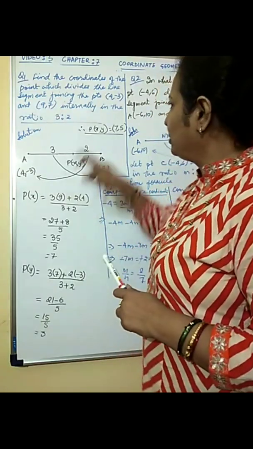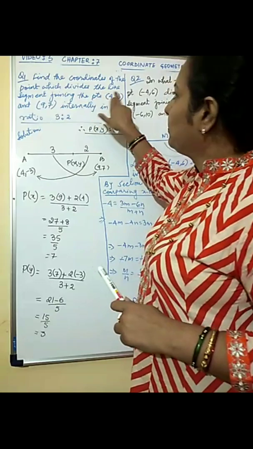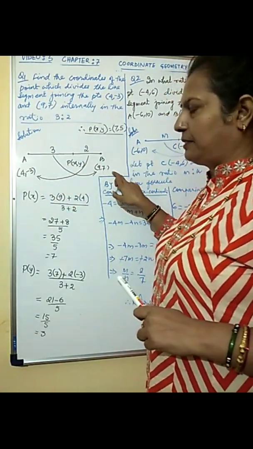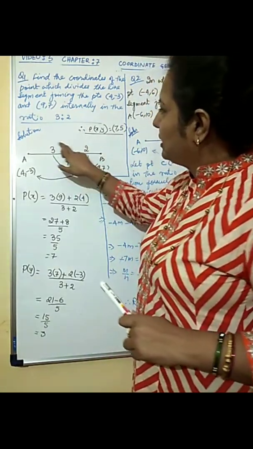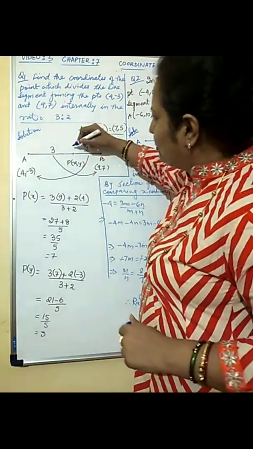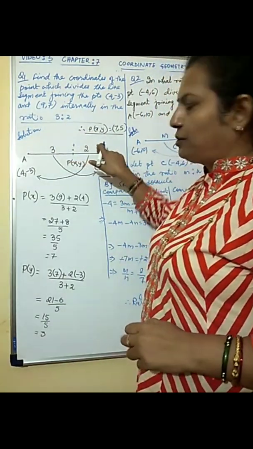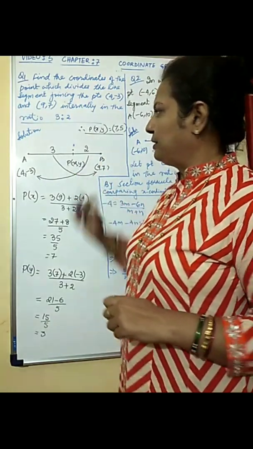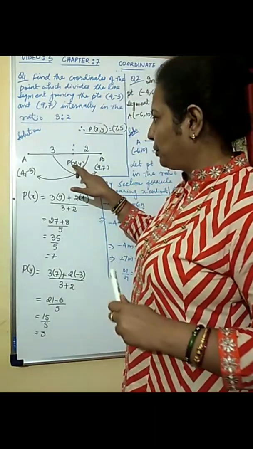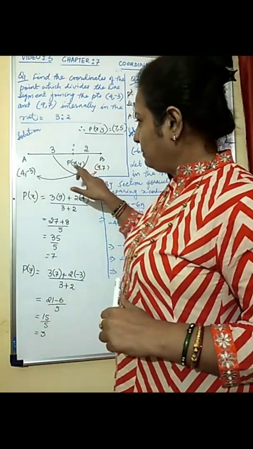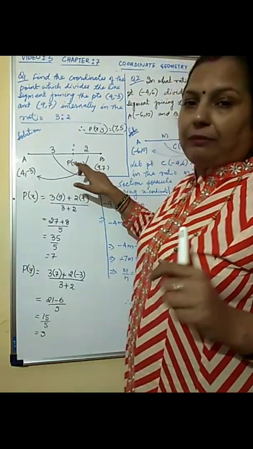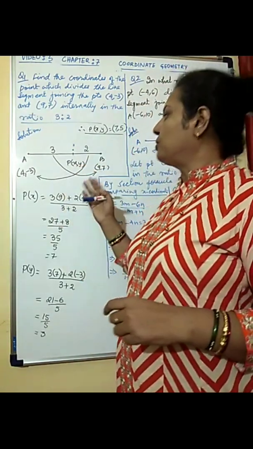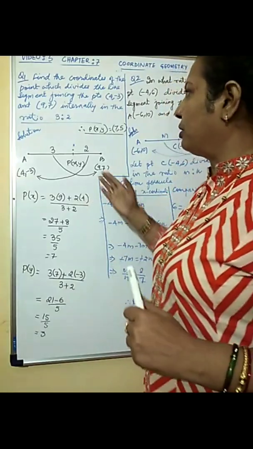Now here you are given the line segment joining A (4, -3) and B (9, 7). This is divided in the ratio of 3:2. The ratio of division, that is m and n, is given to you. Now you have to find the coordinates of the point of division. Let that point be P(x, y). So you now have to find the coordinates x and y.